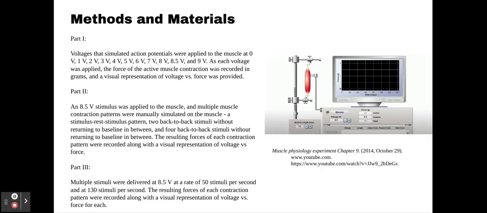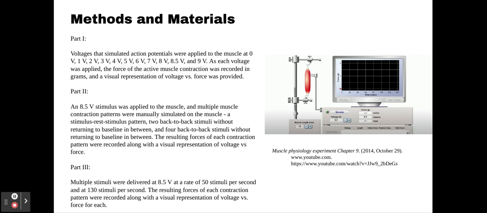In part 2, an 8.5-volt stimulus was applied to the muscle, and multiple muscle contraction patterns were manually simulated on the muscle: a stimulus-rest-stimulus pattern, two back-to-back stimuli without returning to baseline in between, and four back-to-back stimuli without returning to baseline in between. The resulting forces of each contraction pattern were recorded along with a visual representation of voltage versus force.